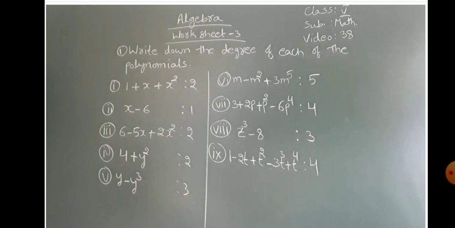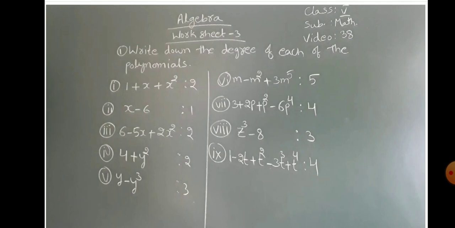In the same manner, coming to the fourth question, 4 plus y square. 4 is a constant, that's why its degree will be 0. Next, y square, here y power is 2, so the degree will become 2. So finally the degree of 4 plus y square will be 2. Now the fifth one, y minus y cube. y power 1 by default, that's why its degree will be 1. And the second term is y cube, its degree is 3. So 1 and 3. In those two, 3 is the greatest number. That's why the degree of y minus y cube will be 3.